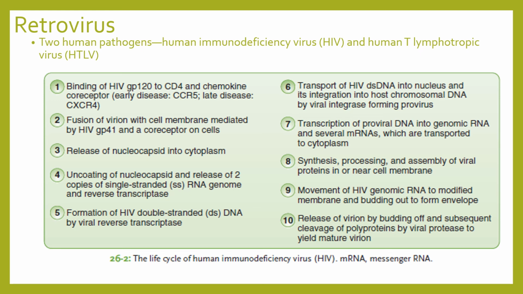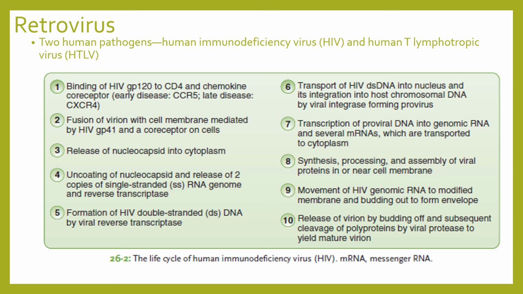And after binding, there will be fusion of the virion and cell membrane mediated by HIV gp41 with the chemokine receptor cells. Then there will be release of the nucleocapsid into the cytoplasm, uncoating of the nucleocapsid, and release of the 2 copies of the single-stranded RNA genome and reverse transcriptase. There will be formation of HIV double-stranded DNA by viral reverse transcriptase. And there will be transport of HIV dsDNA to the nucleus and its integration with the host chromosomal DNA by the viral integrase, forming the provirus.